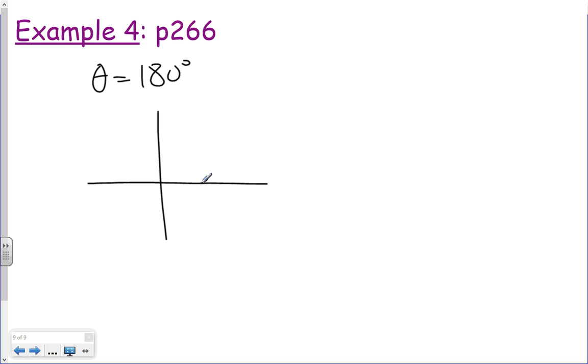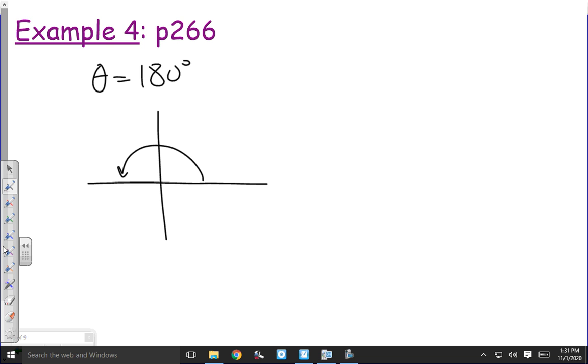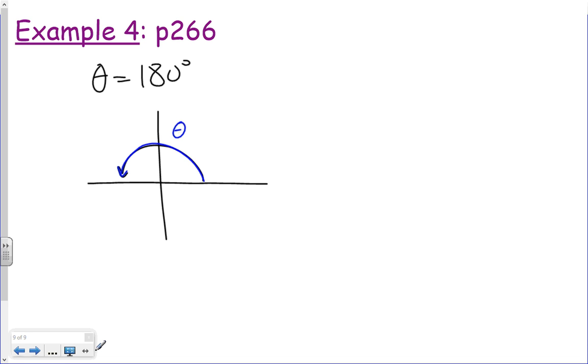So 180 degrees, well, that would be this angle right here. We'll call this theta. And we're going to run into a problem here because I can't draw in my reference triangle. Because my terminal side ends up being one of my axes, there's no reference angle to sketch. This is exactly why we want to get away from sketching reference triangles if we can, because we run into problems like this.